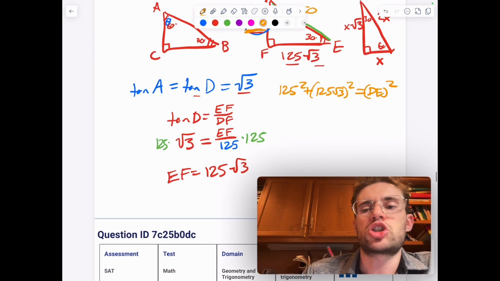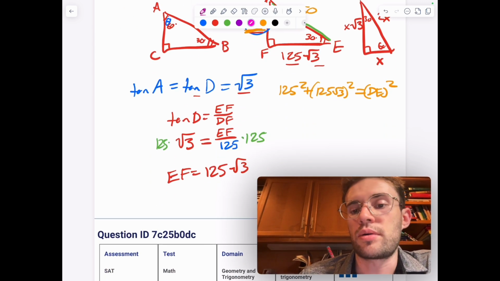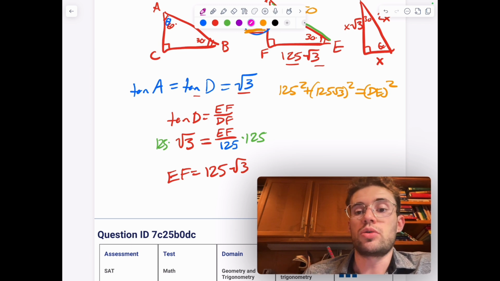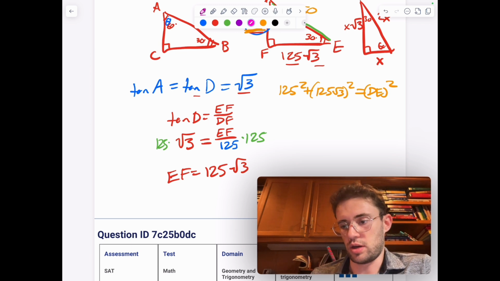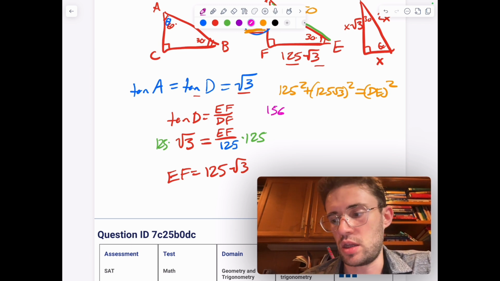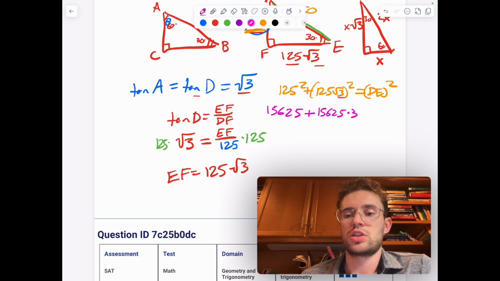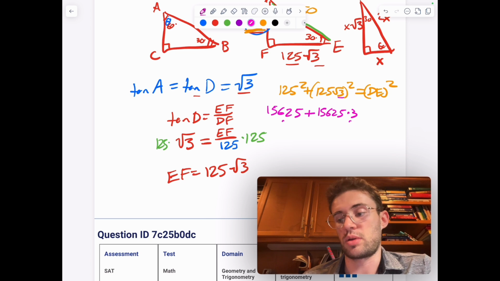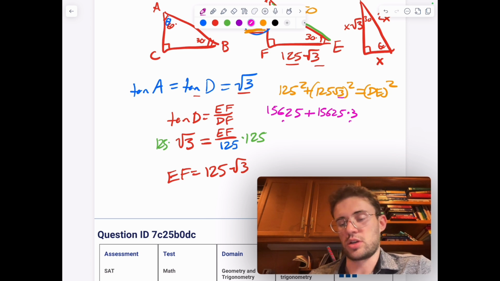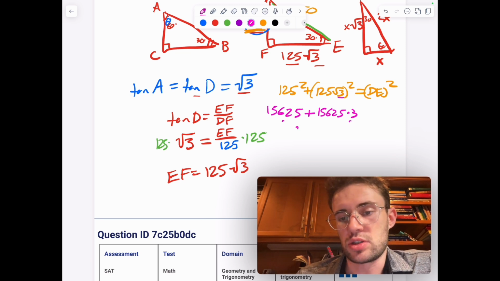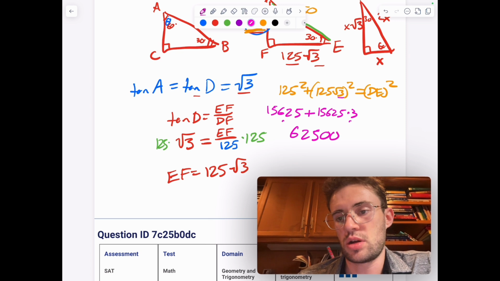All right, I guess it doesn't take that long, so I'll just show that you could do it by just squaring these. 125 squared is 15,625, plus 125 squared here would be 15,625 times the square root of 3 squared, which is just 3. So we end up getting basically 15,625 times 4, because you got 1 here and 3 there. Or you just add those up. That gives you 62,500 is equal to DE squared.